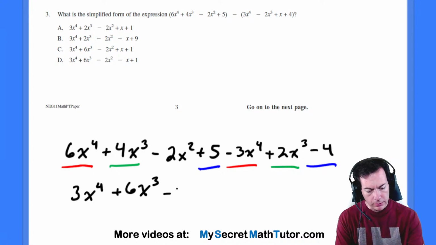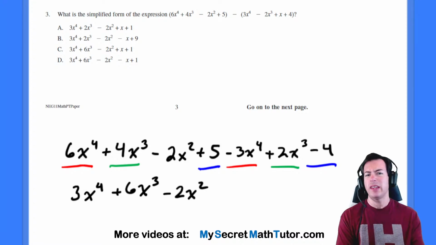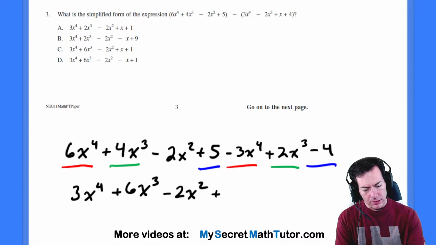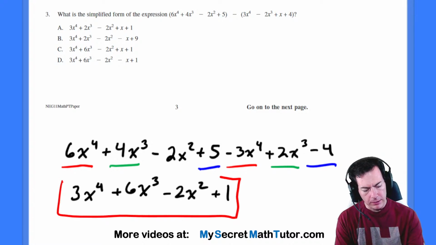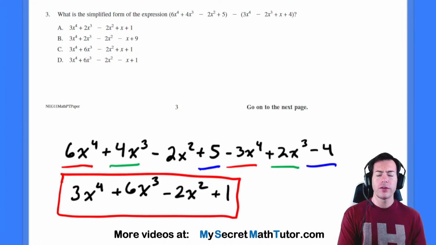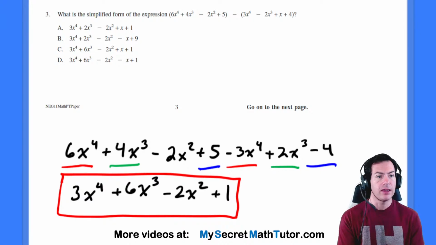Then I only have a single squared term, so I guess I'll just write that out. No need to combine that with anything. 5 minus 4, that'd give me a total of 1. And now I have my simplified expression. There's no other terms I could really combine with this, so this is as simple as it gets.